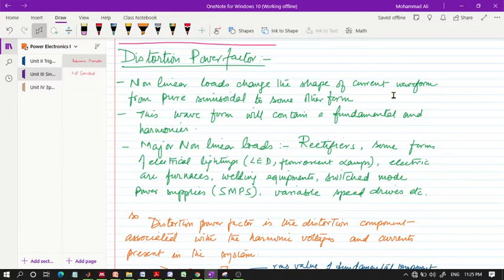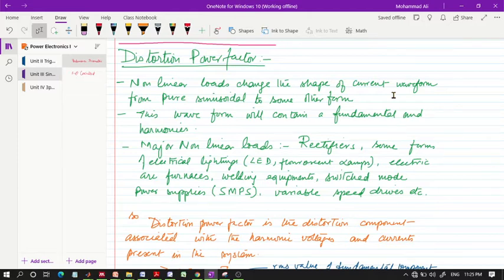Rectifiers, like the LEDs we normally have in our homes, fluorescent lamps, electric arc furnaces, welding equipment, and switch mode power supplies, the supplies that we give to our computer. We have CPUs, right? And in that CPU we plug in the single phase supply, but the components inside the computer work on DC, so we need an AC to DC converter. That AC to DC converter is nothing but the switch mode power supply, SMPS.